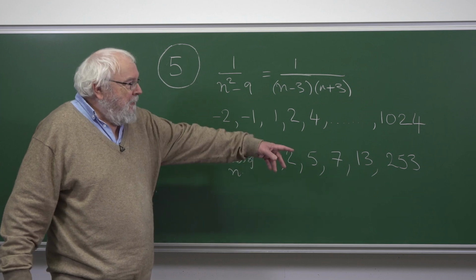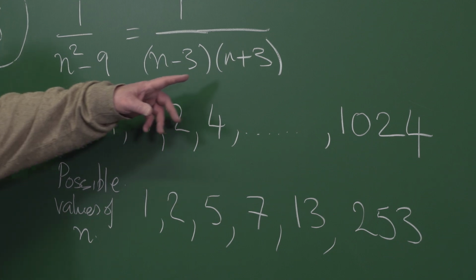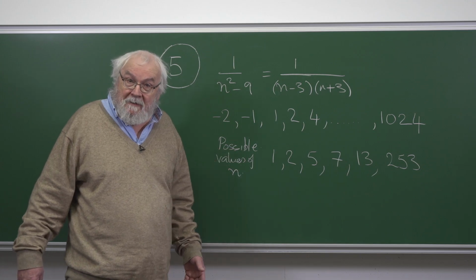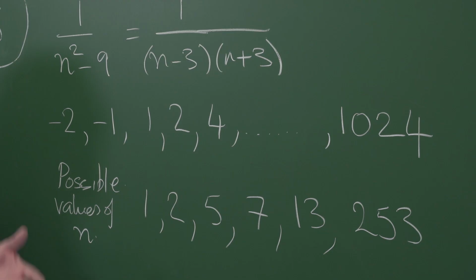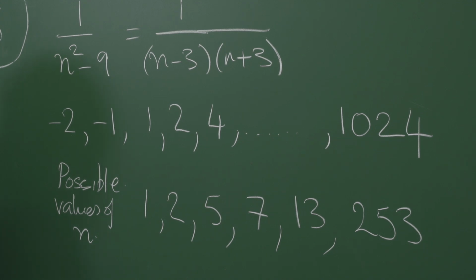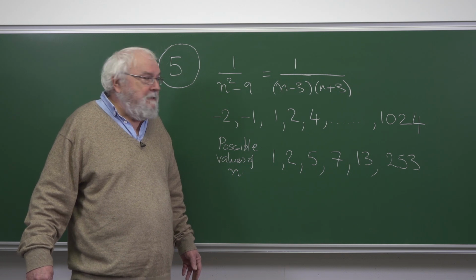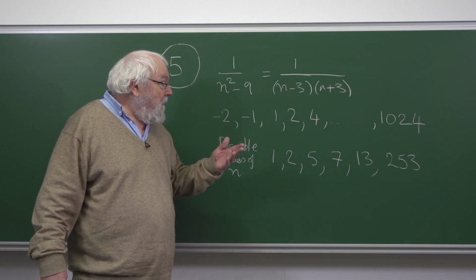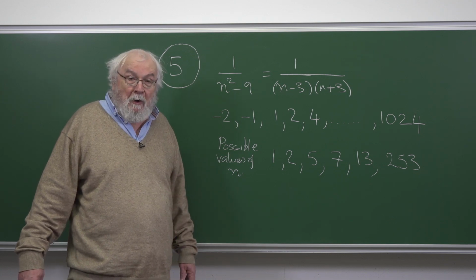Let's go on and look at the biggest one, 253. What happens with 253 is that if you add 3 to it, you get 256, which is famously 2 to the power 8. On the other hand, if you subtract 3 from it, you get 250. And 250 is 5 times 5 is 25, and then times 10. So it's only got 2s and 5s in its prime factorization. And the others are all the same. So that's an exhaustive list of all the values of n in the range which do the job.